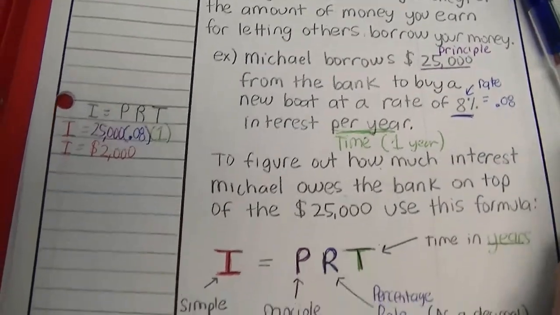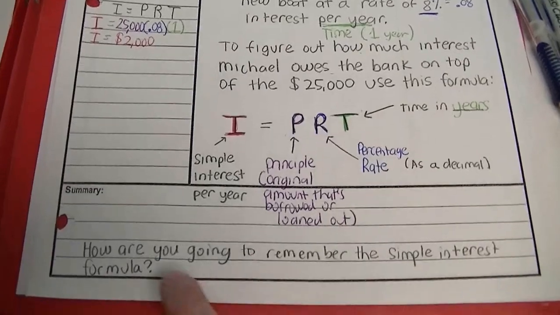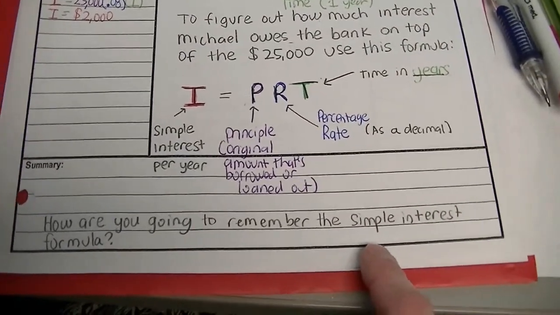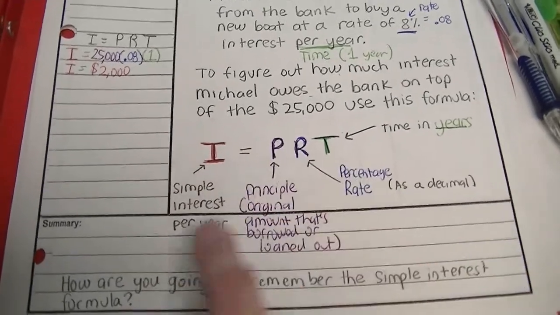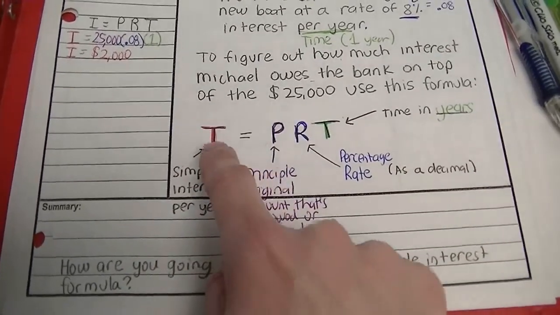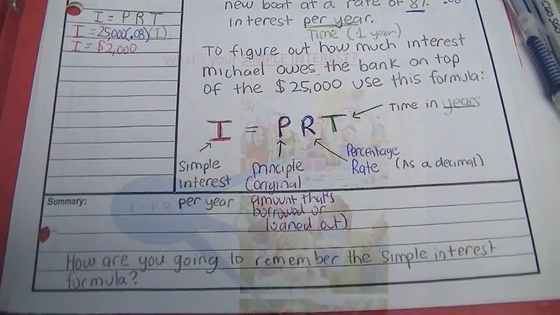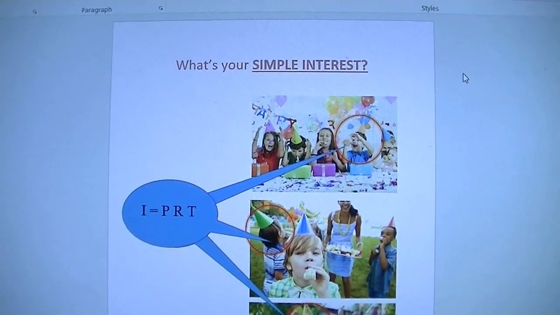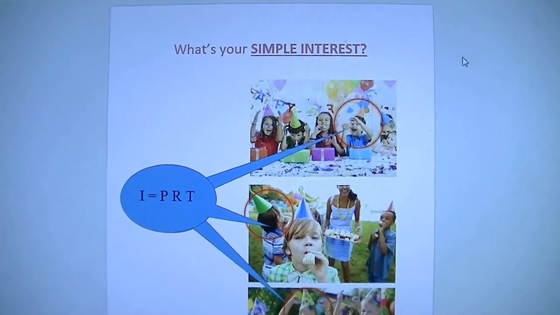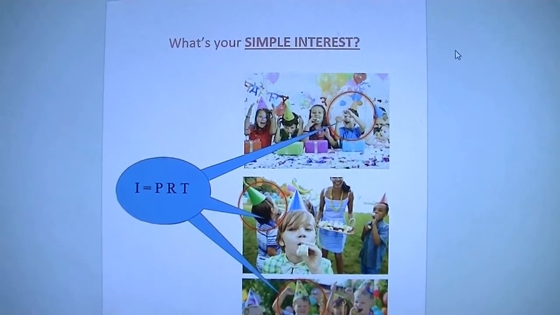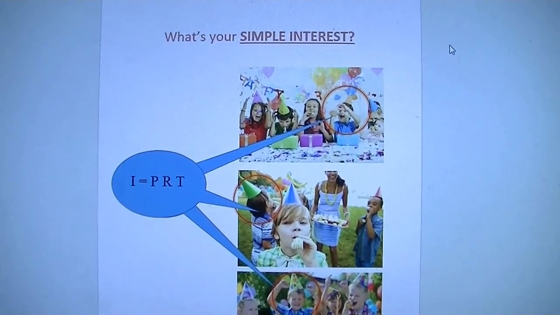Okay? So for your summary, how are you going to remember the simple interest formula? What ways are you going to memorize this right here? Please write down your strategy of how you will memorize this formula. So you know how I just asked you to write for your summary how you will remember the simple interest formula, I want to share with you how I have memorized it.